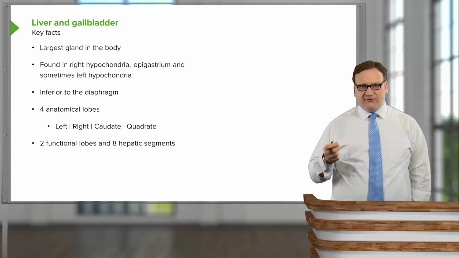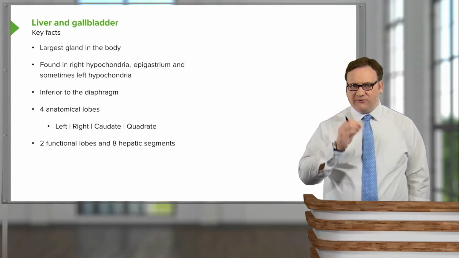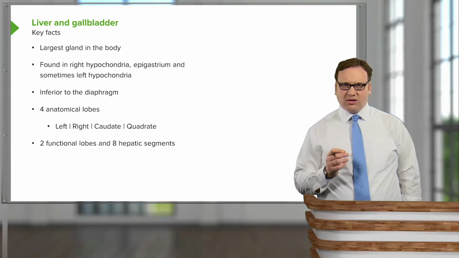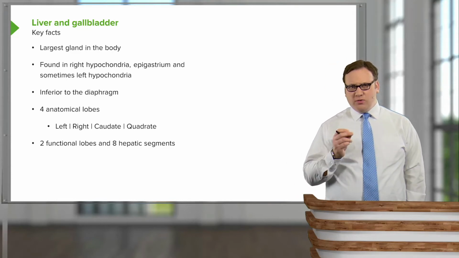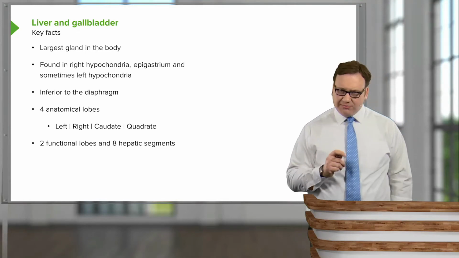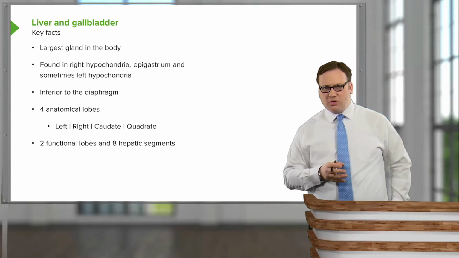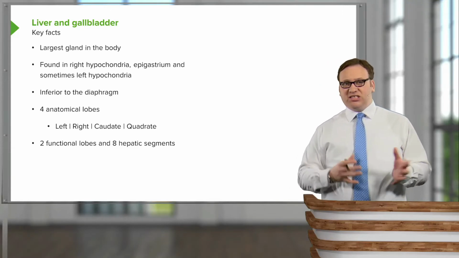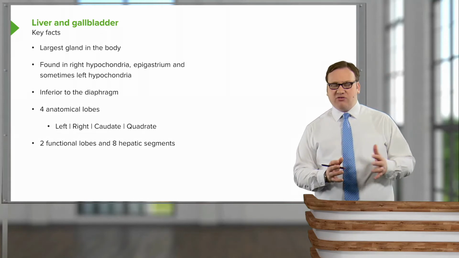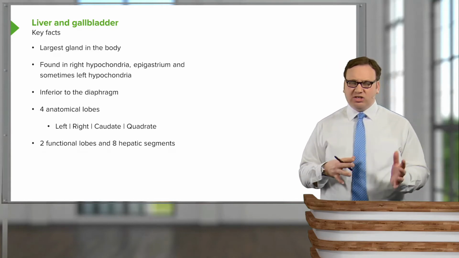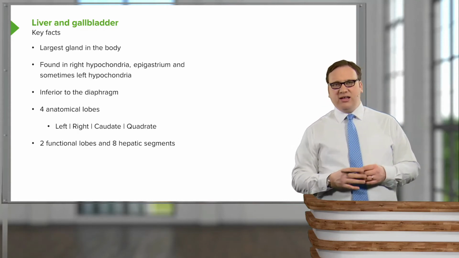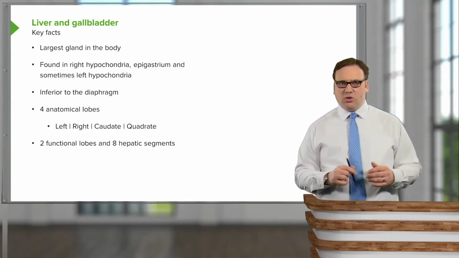And the liver is made up of 4 anatomical lobes, and these are important, 4 anatomical lobes, not functional lobes. There's the left, right, caudate, and quadrate. There's also 2 functional lobes and 8 hepatic segments. These are really important, and these lobes are different to the anatomical lobes. The anatomical lobes are really named after what you can see and various fissures that separate the liver into various parts: left, right, caudate, quadrate. But they have 2 functional lobes based on branches of the hepatic artery, and these functional lobes can be further divided into 8 hepatic segments, which we'll explore later on.